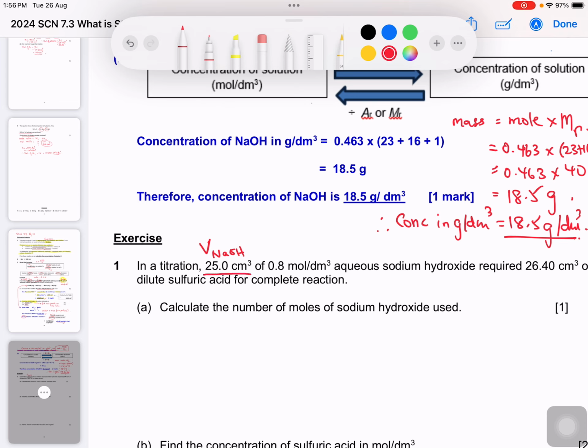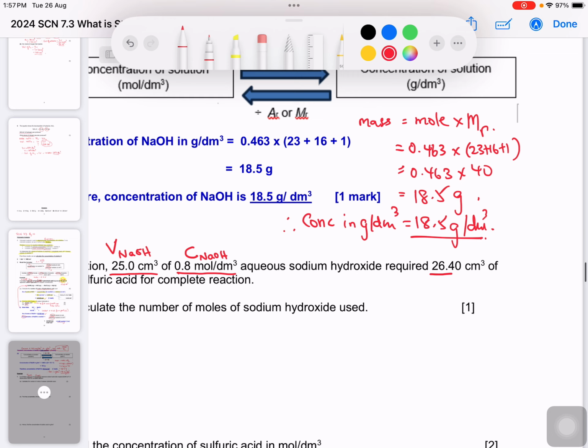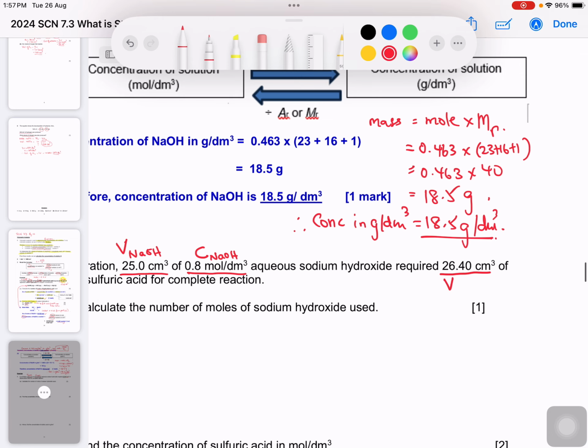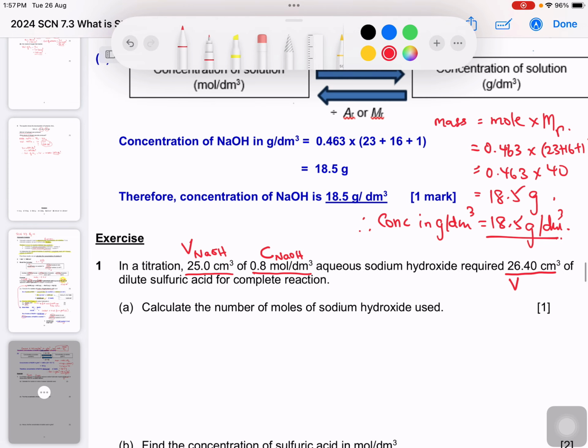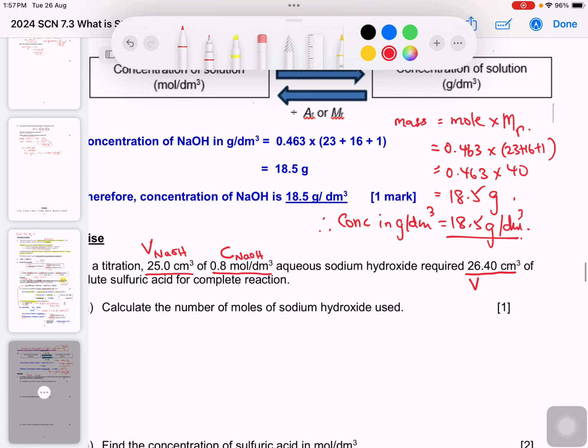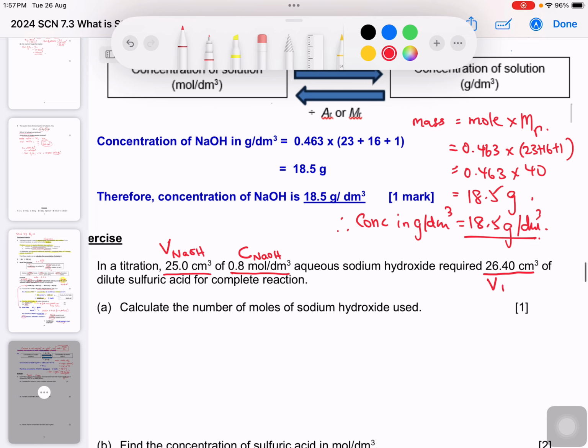How about mole per dm cube? What quantity is it? Is it volume? Is it mass? Is it concentration? What is it? So this is concentration of NaOH. Then we have another number, 26.40 cm cube. Cm cube again, so it's a volume, so V. This time, what substance is it? Sulfuric acid, so it's H2SO4. Alright, we tag all our numbers.